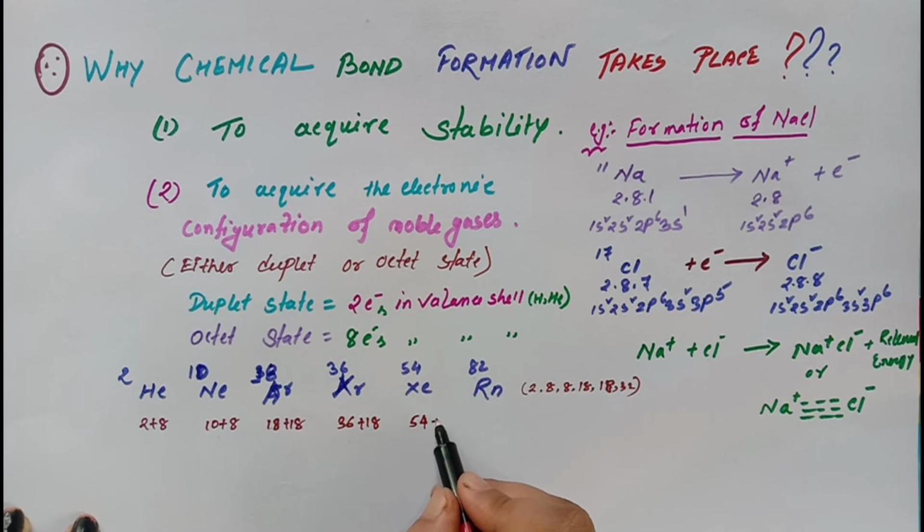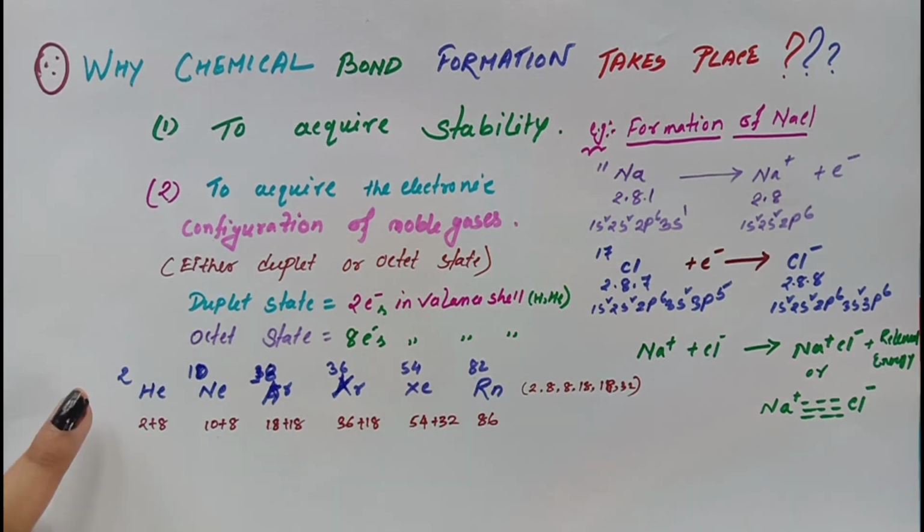And 54 plus 32, that is 86. So these are the magic numbers which only follow these noble gases. So all the atoms or ions try to get the noble gas electronic configuration, because noble gases are rich in electrons and they are chemically inert.